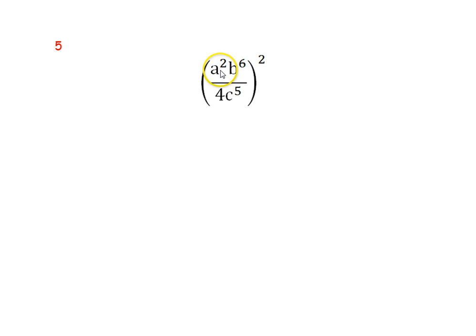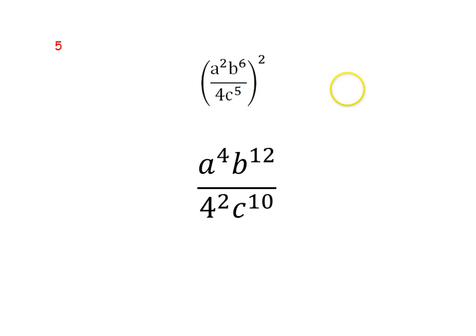Problem number 5, we have a squared times b to the 6th divided by 4 times c to the 5th, all to the 2nd power. So we're taking this whole thing that's inside the parentheses and multiplying it by itself. So what we're going to do here is combine a couple different properties, and we are going to get a to the 4th. And the a to the 4th comes from a squared squared. A to the power of 2 to the power of 2. Once again, we have a power to a power. And 2 times 2 is 4, which is where the a to the 4th comes from.